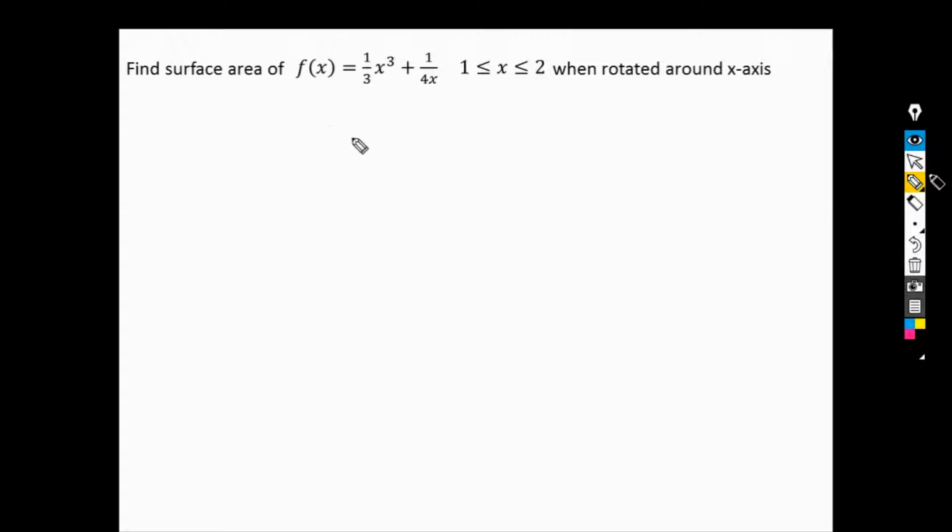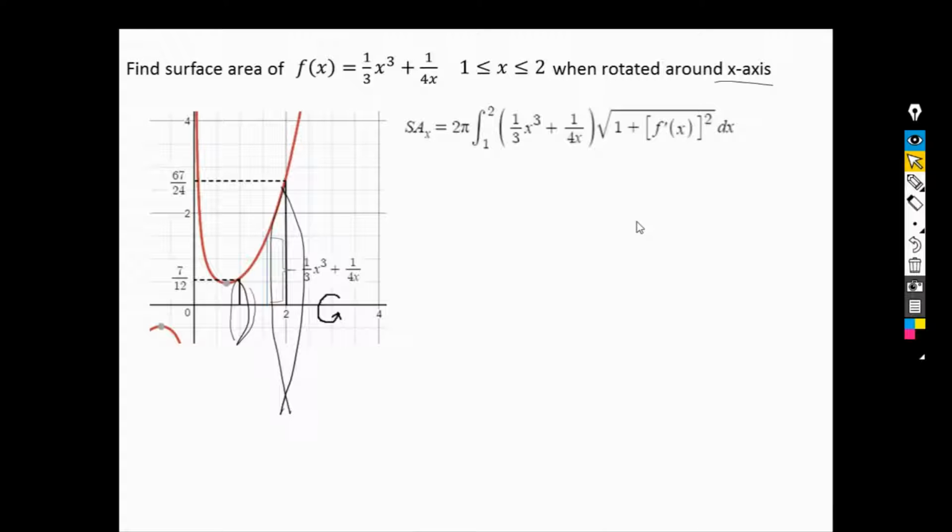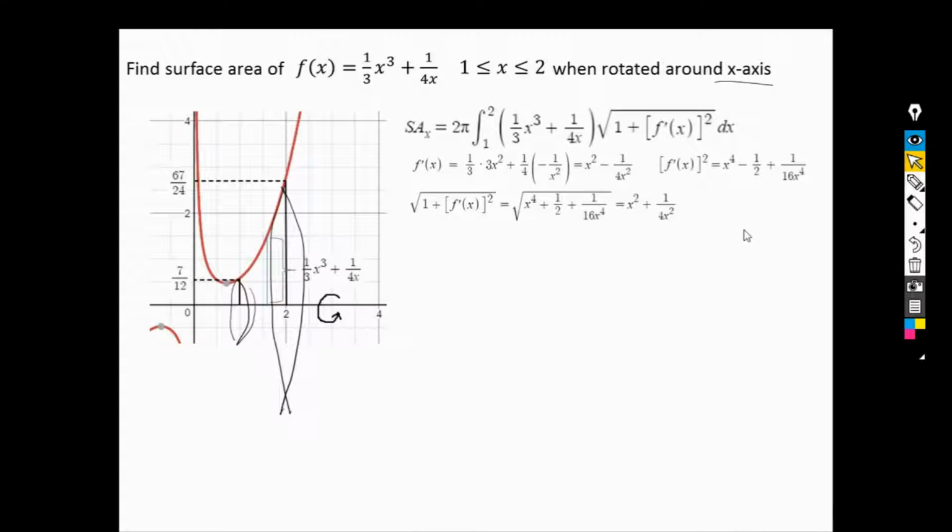The next problem asks for the surface area rotated about the x-axis. When we draw the graph of f(x), it looks like this, and we want to find this segment to this segment, the side area. So we plug in the y value in terms of x, and then we find the arc length.